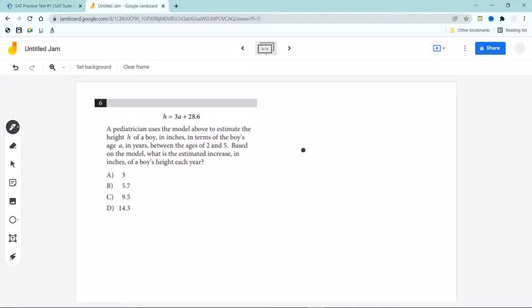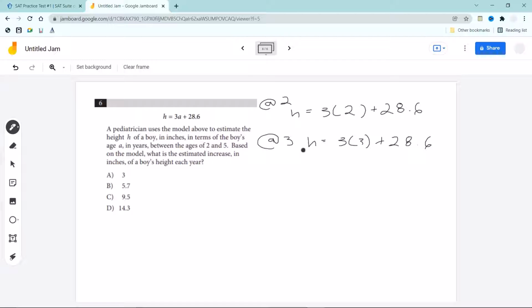Great. So okay, so for 2, right, when the boy is 2, h is equal to 3 times 2 plus 28.6. And this is at 2, right, and when the boy is 3, the height will be 3 times 3 plus 28.6.